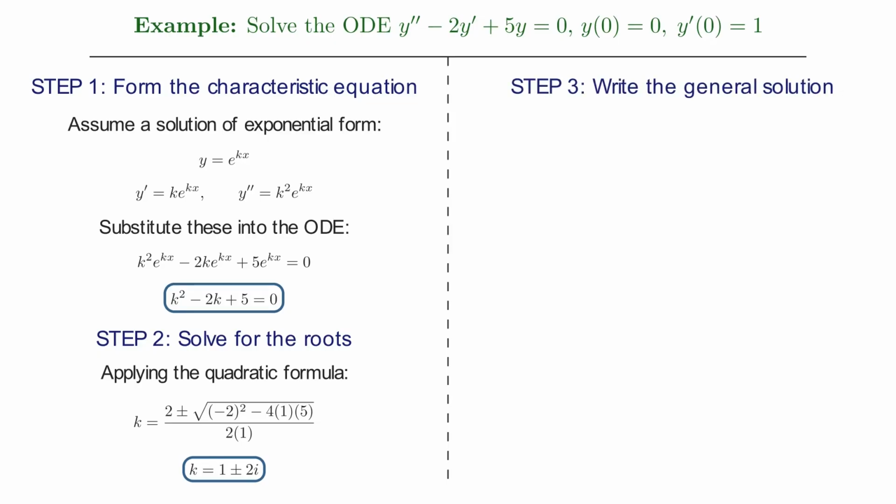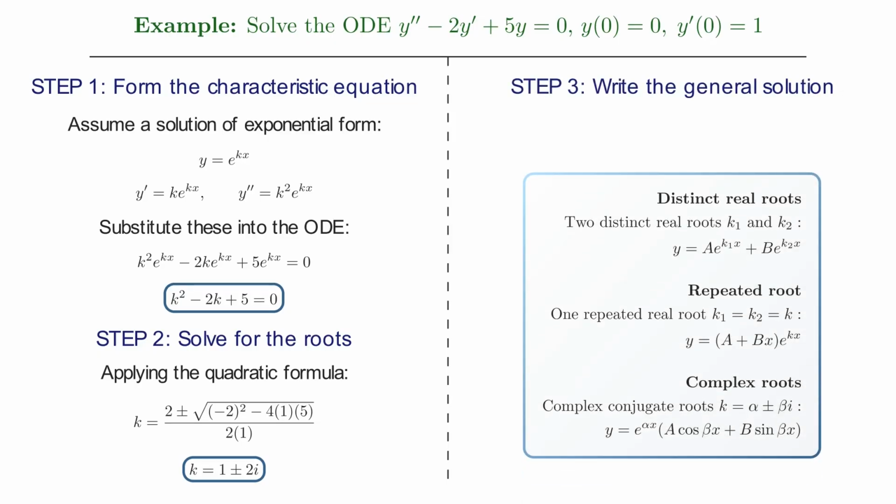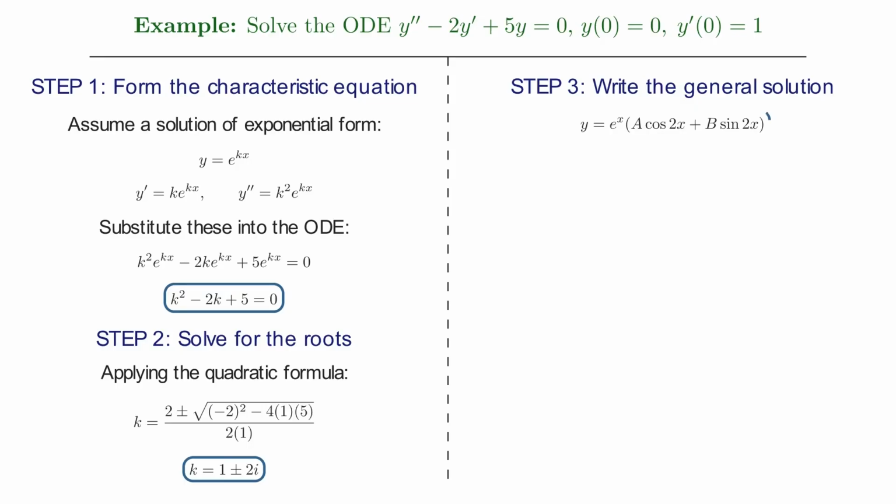So we can use the formula from the table to get the general solution in the case where we've got complex roots. In our case, alpha is equal to 1, beta is equal to 2. Therefore, the general solution is e^x (a cos 2x + b sin 2x). So we can now apply the initial conditions.